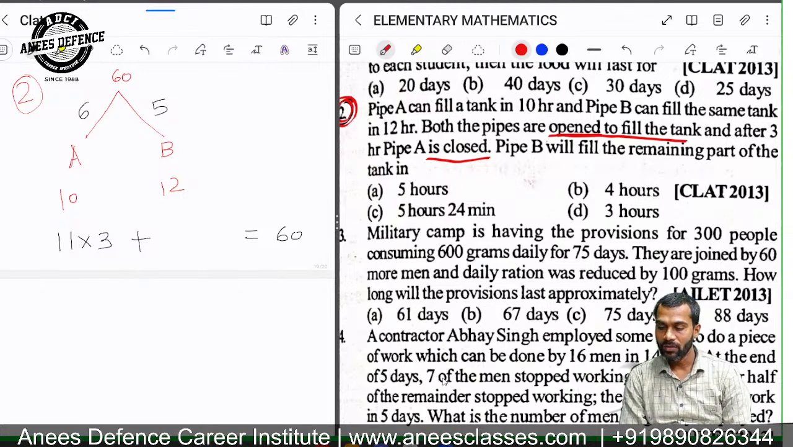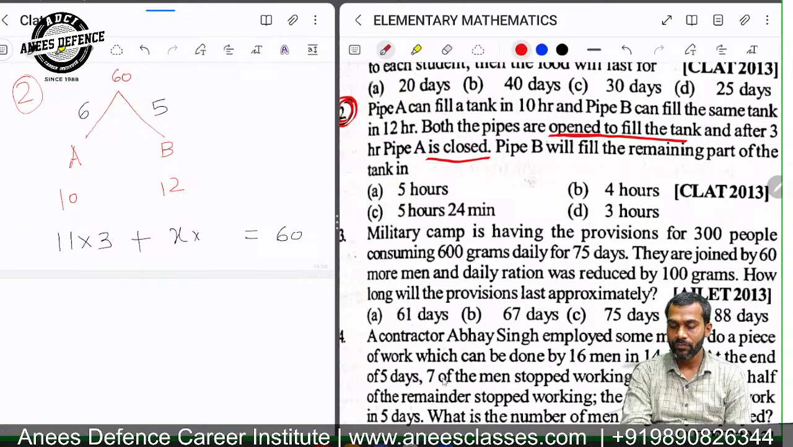Suppose X hours it will take to fill the remaining part of the tank. So X into 5, because in 1 hour how much units does it fill? 5. So in X hours, 5 into X, and that must be equal to 60 in order to fill the tank completely. Yes or no? So now this becomes 5x is equal to 60 minus 33, which is 27. So x is equal to 27 by 5.